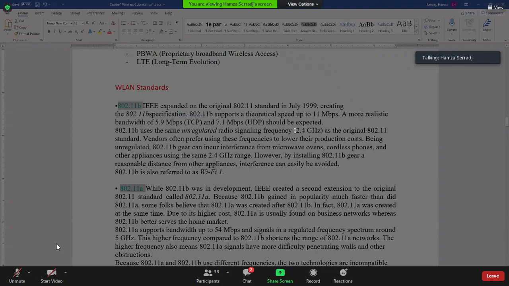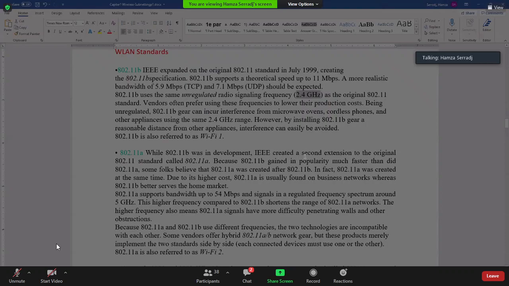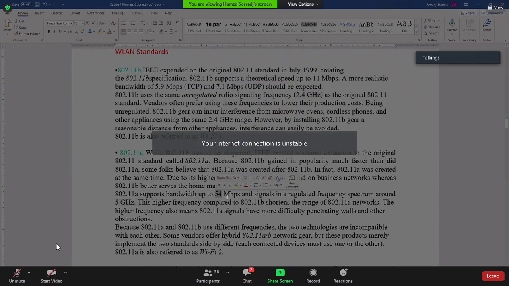So we get one working in 2.4 and one working in 5 gigahertz, right? The A working in 5 gigahertz, and the B working in 2.4 gigahertz. It's much more, right? So we have 54 megabits, but it was really weak compared to this one. The signal needs to be protected much more than this one, and I explained to you why, because of the wavelength, right?